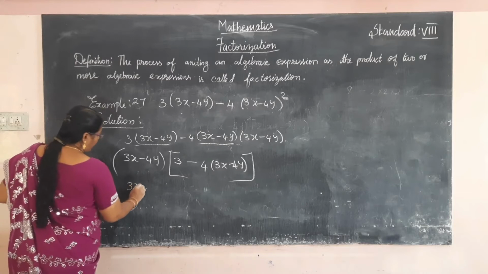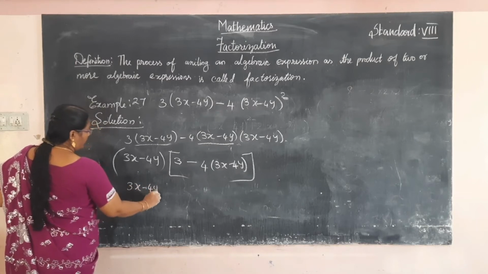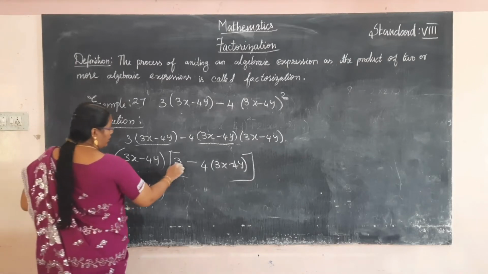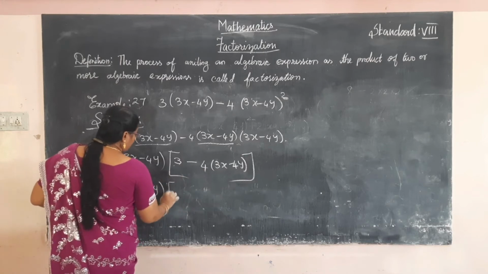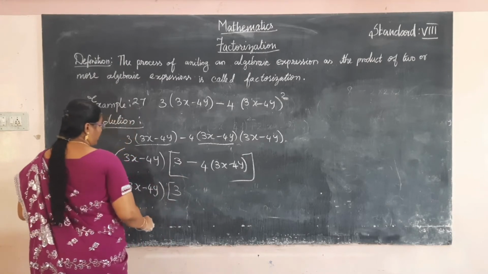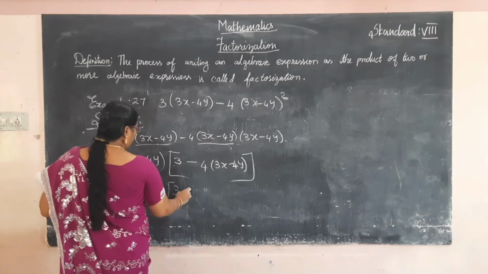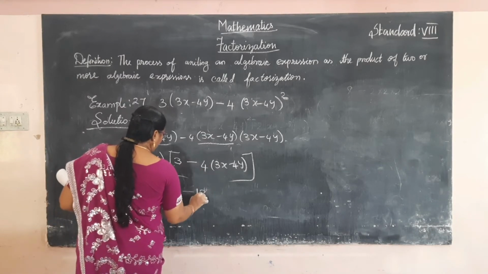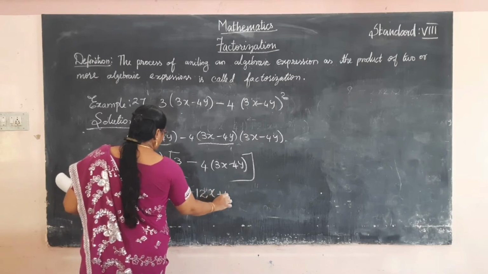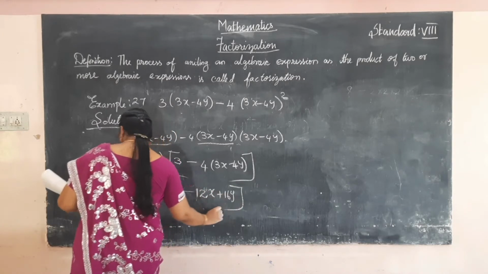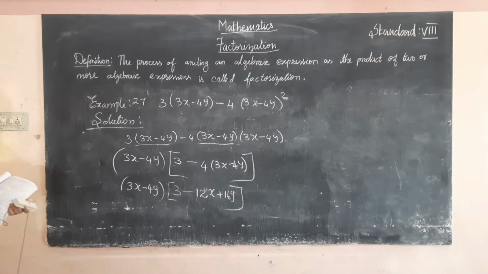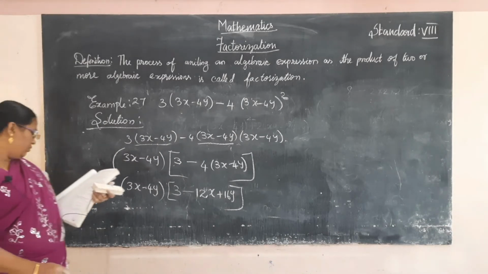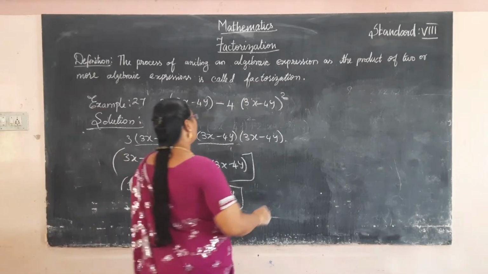So (3x − 4y) into (3 − 4(3x − 4y)), multiply each term: 3 minus 12x plus 16y. That's all. That is the factor for the given problem. Now move to the next one, example 28.